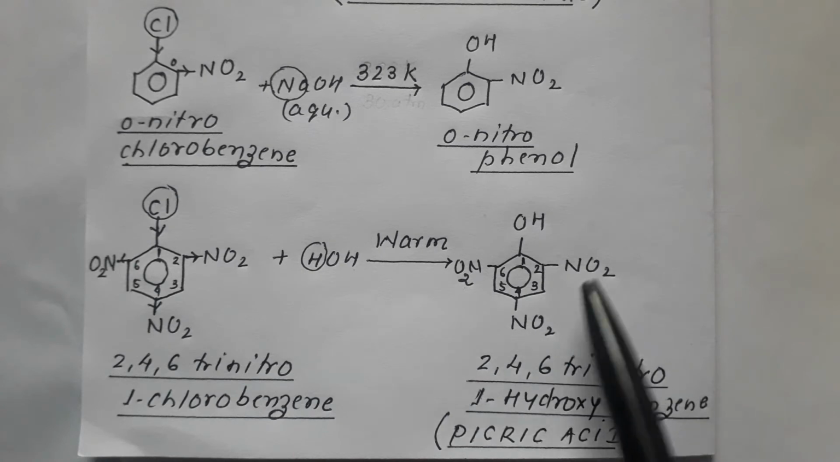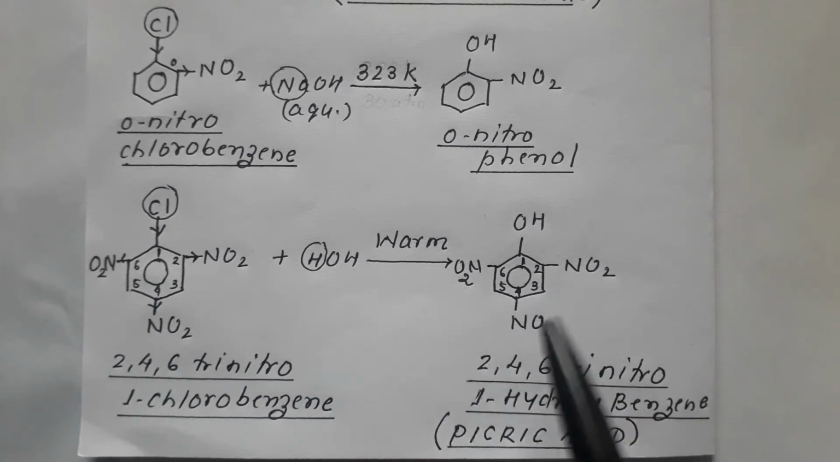2,4,6-trinitro-1-hydroxybenzene, that is 2,4,6-trinitrophenol, which is commonly termed as picric acid, and this picric acid is explosive. So these are the reactions which prove the reason for low reactivity and how the reactivity gets enhanced.